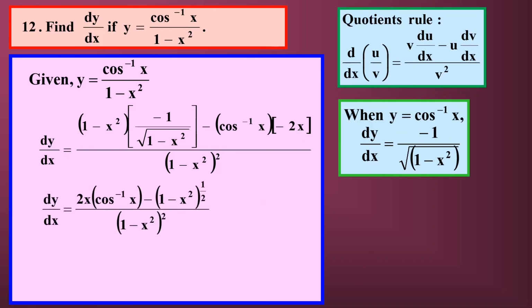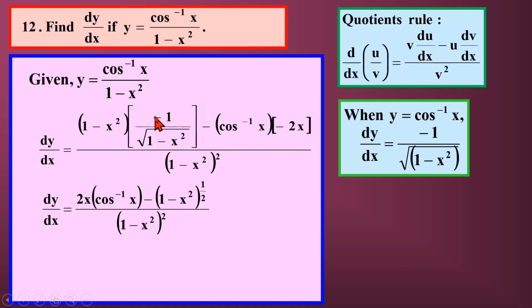Okay, now it's time to simplify. So what will happen here? Negative, negative will become positive. So I have 2x cos inverse x positive. I write it in front.